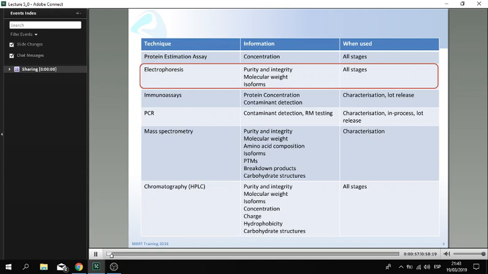Okay, so we are still here on the second row of our table, talking about electrophoresis. Our last lecture, 2 weeks ago, was about slab gel electrophoresis, which is a slightly older technique. Today we're going to be talking about a newer technique used for electrophoresis, that gives us information about purity and integrity, molecular weight of our sample, isoforms, and it's used in all stages of development.